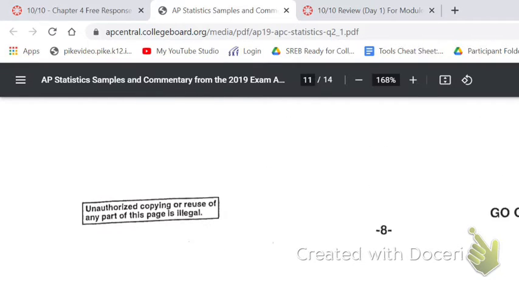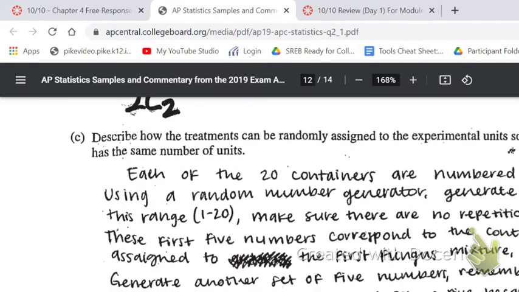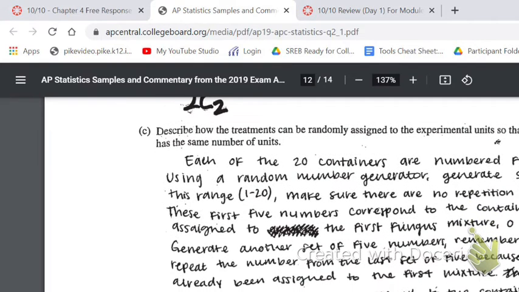What do we think about their experimental design? Yes, they did a very good job here with their experimental design. They not only stated exactly how they would use randomization, they made sure that each group would have 5. One of the things I really liked about this is that they made sure to mention no repetitions, and that when they're assigning the other numbers, they have to make sure to not repeat any of these numbers from up here, making sure that every single group has 5 containers in it.